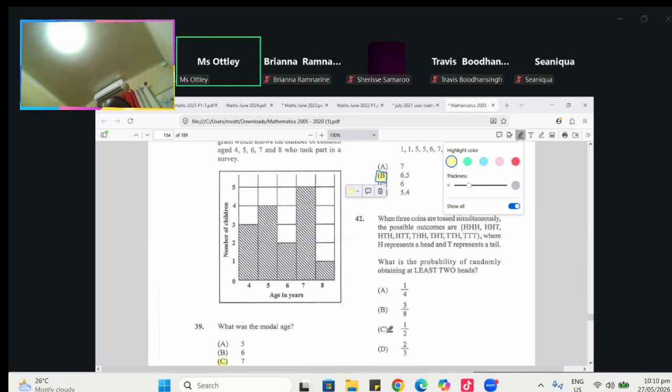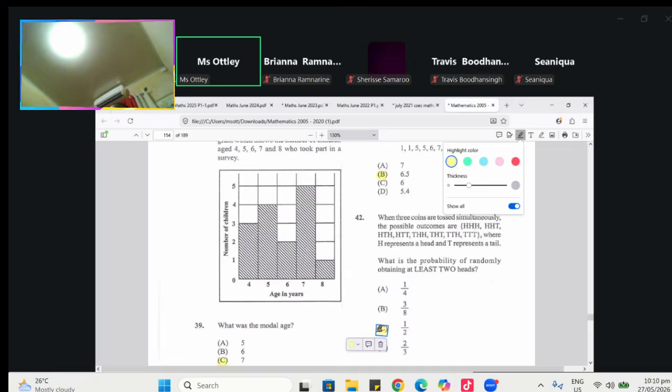So if a question possibly comes like this tomorrow, please read what they're asking you for properly. They said at least 2 heads, so it can be 2 or more. And that's why I would have underlined the ones that had 2 or more H's in the results.